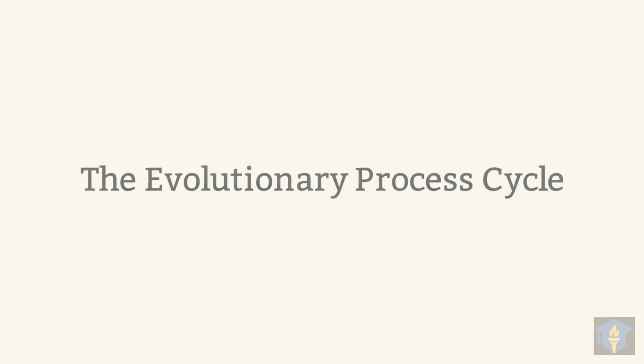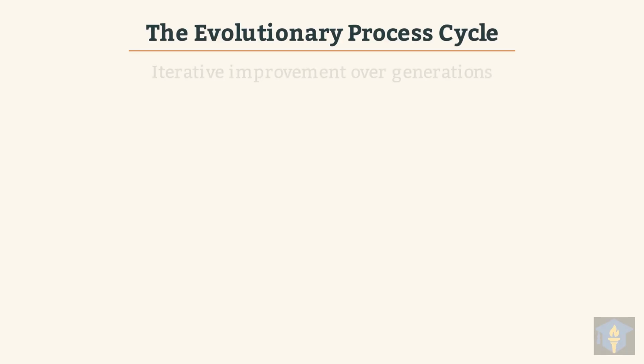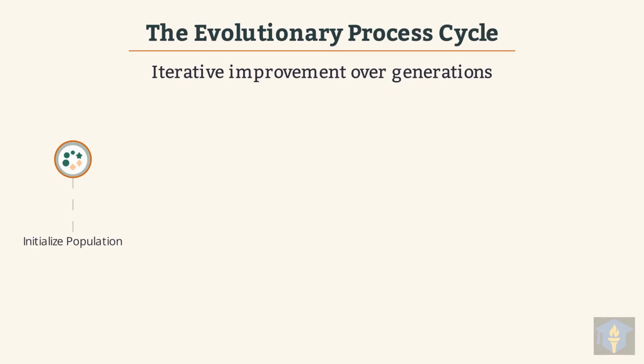Let's now visualize the complete evolutionary process cycle, understanding each step in detail. This cycle represents an iterative improvement process, evolving solutions over many generations. It begins with initializing a diverse population of potential solutions, our crucial starting point. Next, we evaluate the fitness of each individual to see how good it is.